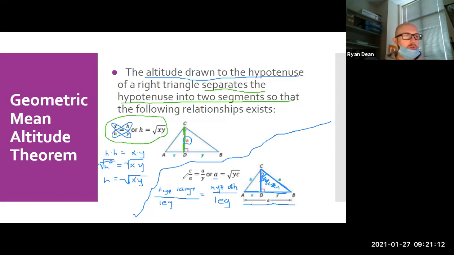And when you do the multiplication to get A equals the square root of YC, it's just the same steps as here. But the way that this is explained, notice the hypotenuse of both triangles is on the top, and it's being divided by the leg on the bottom for both.